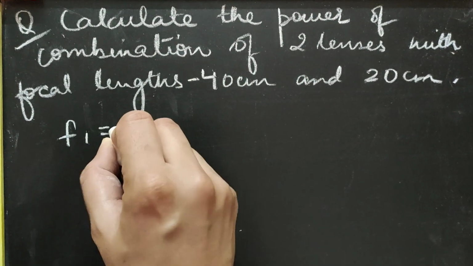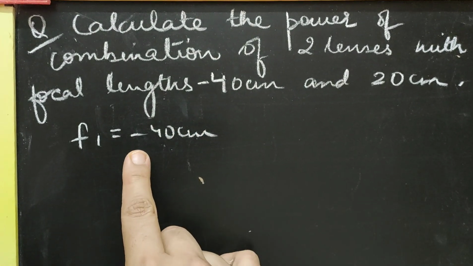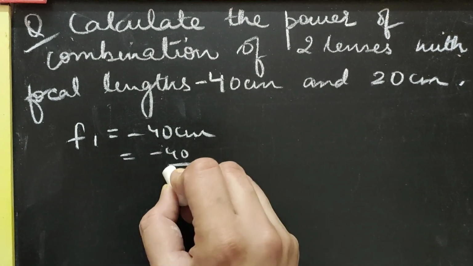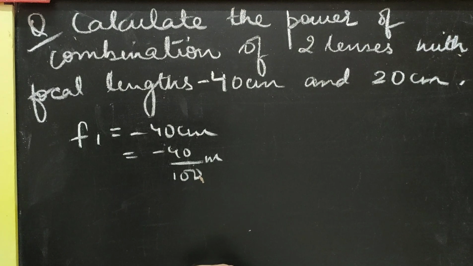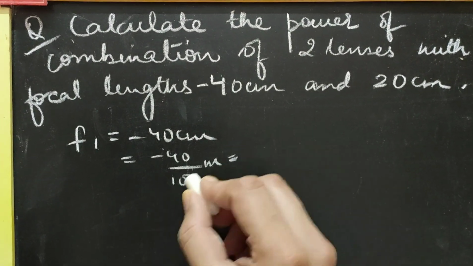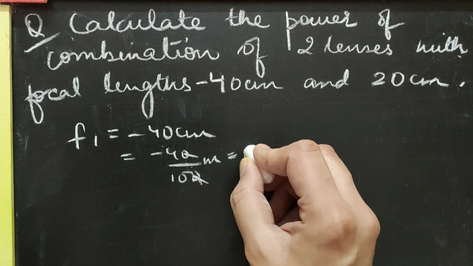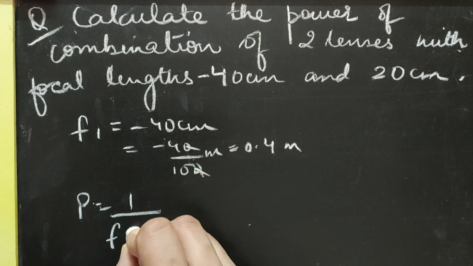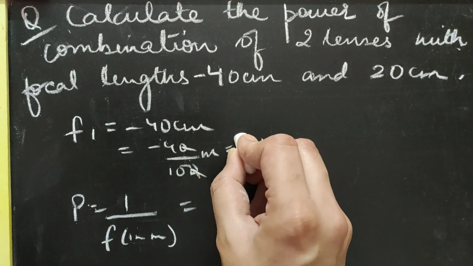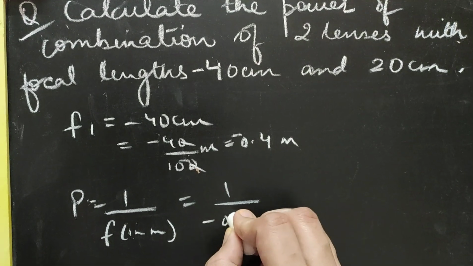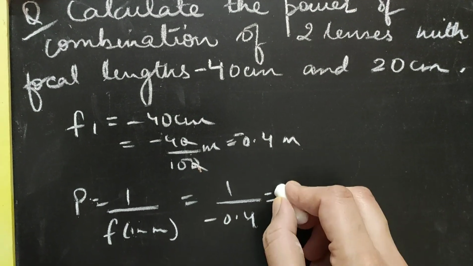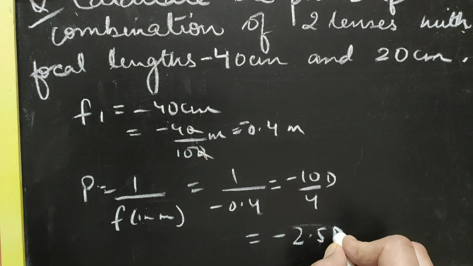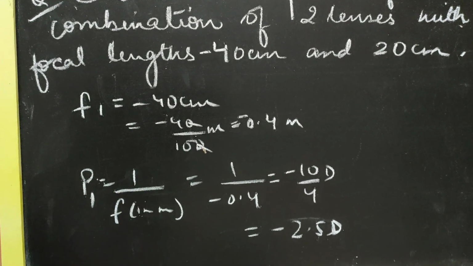For the first lens, focal length is given minus 40 centimeter. It is clearly a concave lens or a diverging lens. Converting this focal length into meters, 40 by 100 meters, or we can write it as, this 0 goes away, 0.4 meters. So power is 1 upon focal length in meters. So this is negative 0.4. This would be 1 upon minus 0.4 or minus 10 by 4 diopters or minus 2.5 diopters. So this is power of the first lens.